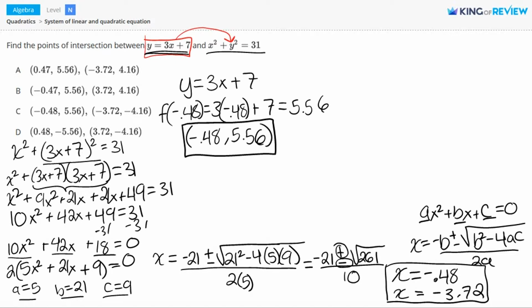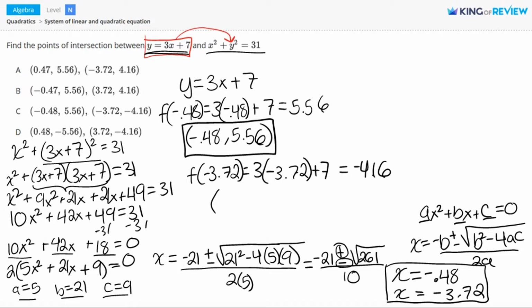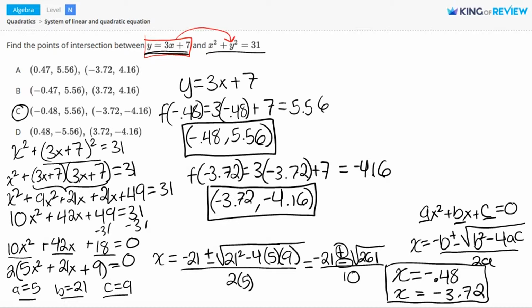Now let's plug in the second x value, negative 3.72. This equals 3 times negative 3.72 plus 7, and this equals negative 4.16. So I have a point of intersection at (negative 3.72, negative 4.16). And this is our second point of intersection. So letter C is correct. So we just used substitution to solve this problem algebraically.